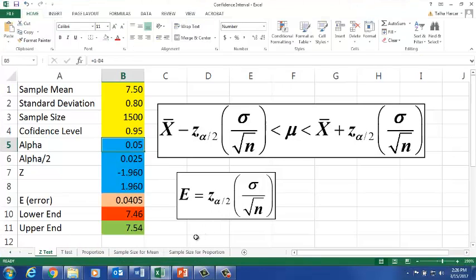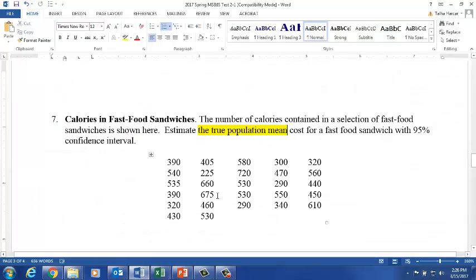So since the problem says the mean, we cannot use proportion, and we are not looking for the sample size, so it's either z-test or t-test. Now let's go back and read the problem. Is this going to be a z or t? We have a 27 sample. In order to do a z-test, it should be more than 30, and we need to know the standard deviation of the population. We don't know any of this. So in this case, I need to use the t-test.